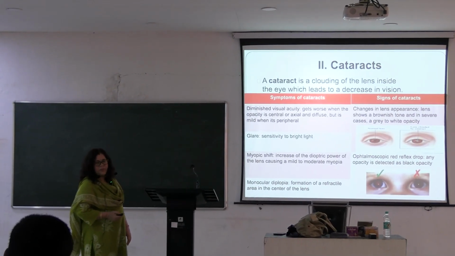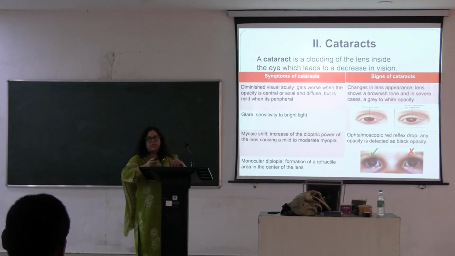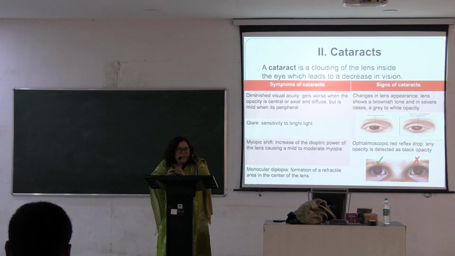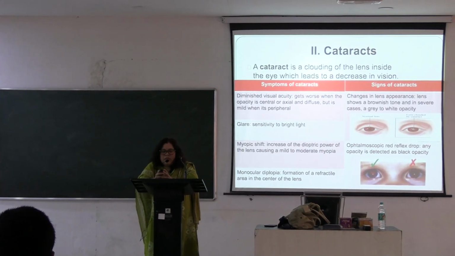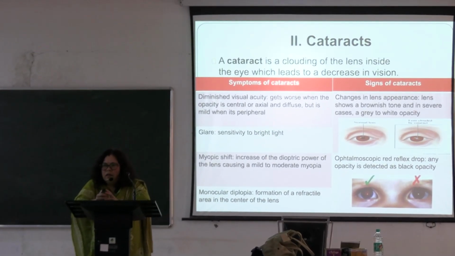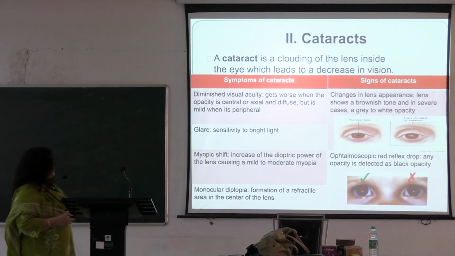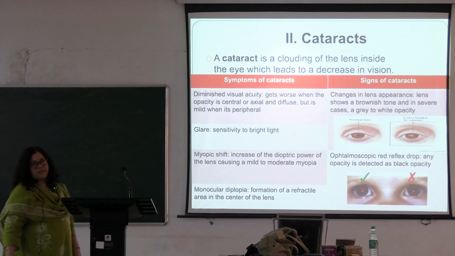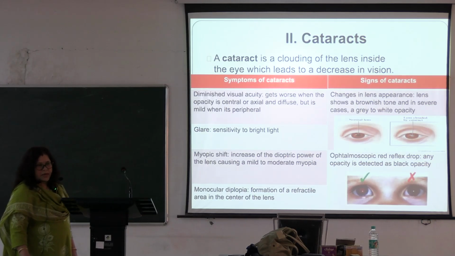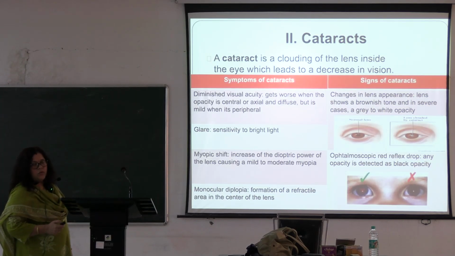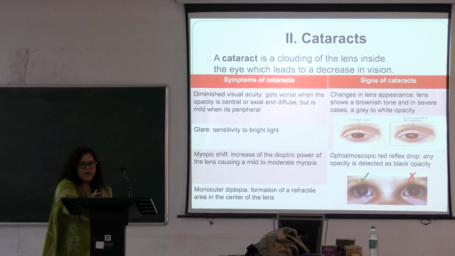What is PL and PR? PL is perception of light. And what is PR? Projection of rays. So this change of lens fibers from transparent to opaque is called cataract, and it may be divided into two types. First is the etiological classification, and second is the morphological classification.